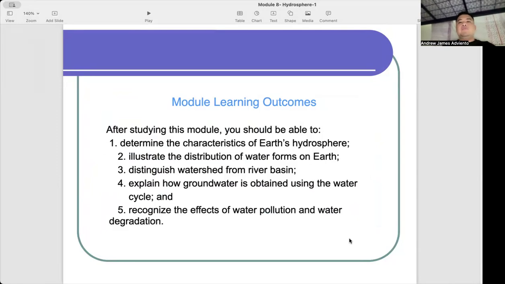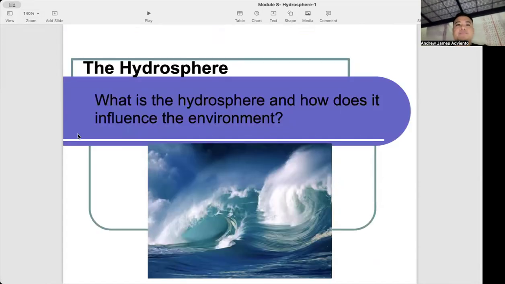So for our learning for today, we are going to determine the characteristics of Earth's hydrosphere, illustrate the distribution of water forms on Earth, distinguish watershed from river basin, explain how groundwater is obtained using the water cycle, and lastly, recognize the effects of water pollution and water degradation.